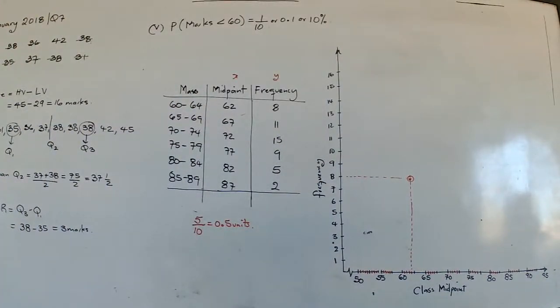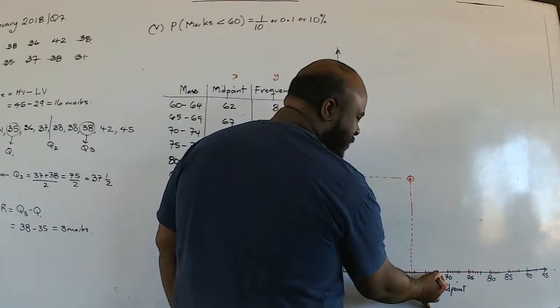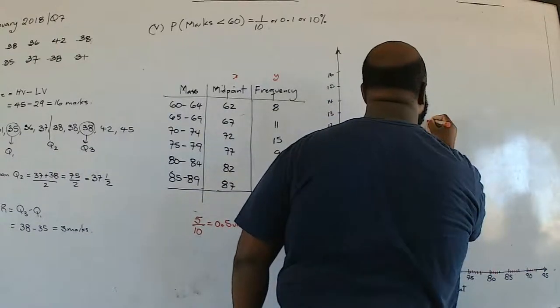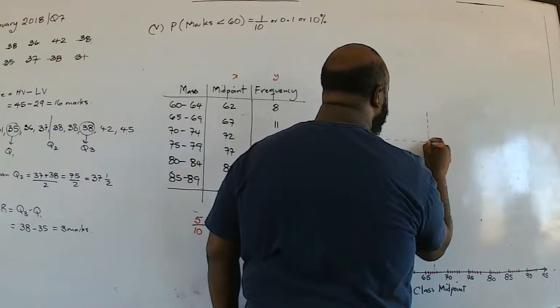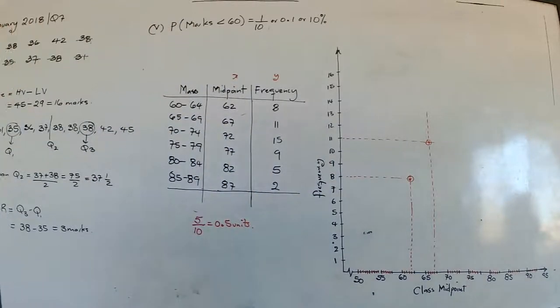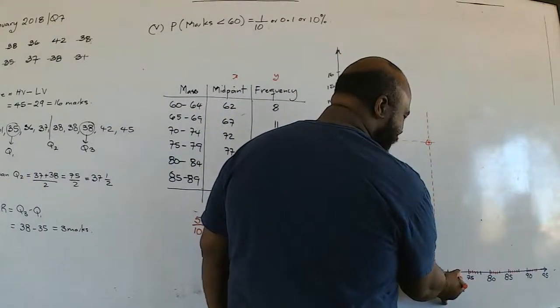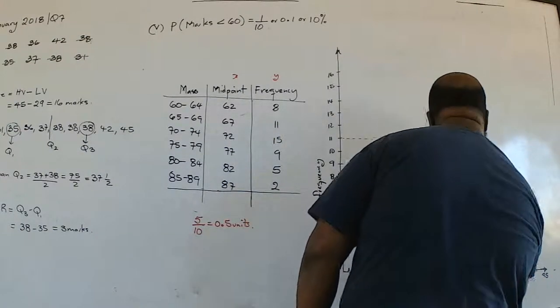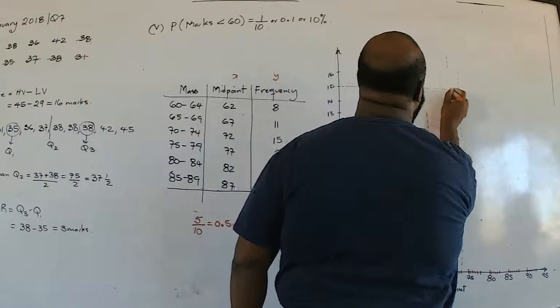Next, 67 corresponds to a frequency of 11. 65, 65.5, 66, 66.5, 67. Go up at 67. 67 corresponds to a frequency of 11. 72 corresponds to a frequency of 15. 70, 70.5, 71, 71.5, 72. Go up at 72, and 72 corresponds to a frequency of 15.